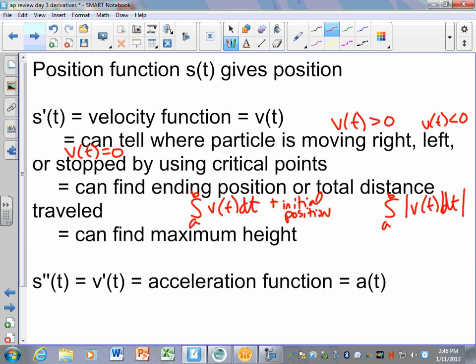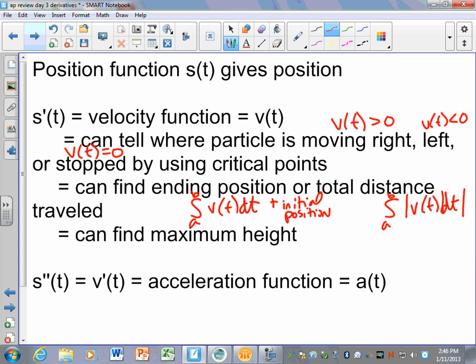You can also find the maximum height, especially if we talk about the velocity of some object or a rocket, because the maximum height is going to occur where the maximum occurs of the function itself. So you can find the critical points, figure out which one is a maximum, and then plug that back in to find the y value that goes with it. And then acceleration, remember, is the derivative of the velocity function, or the second derivative of the position function itself. There are lots of problems with that, and we'll go through some of those.